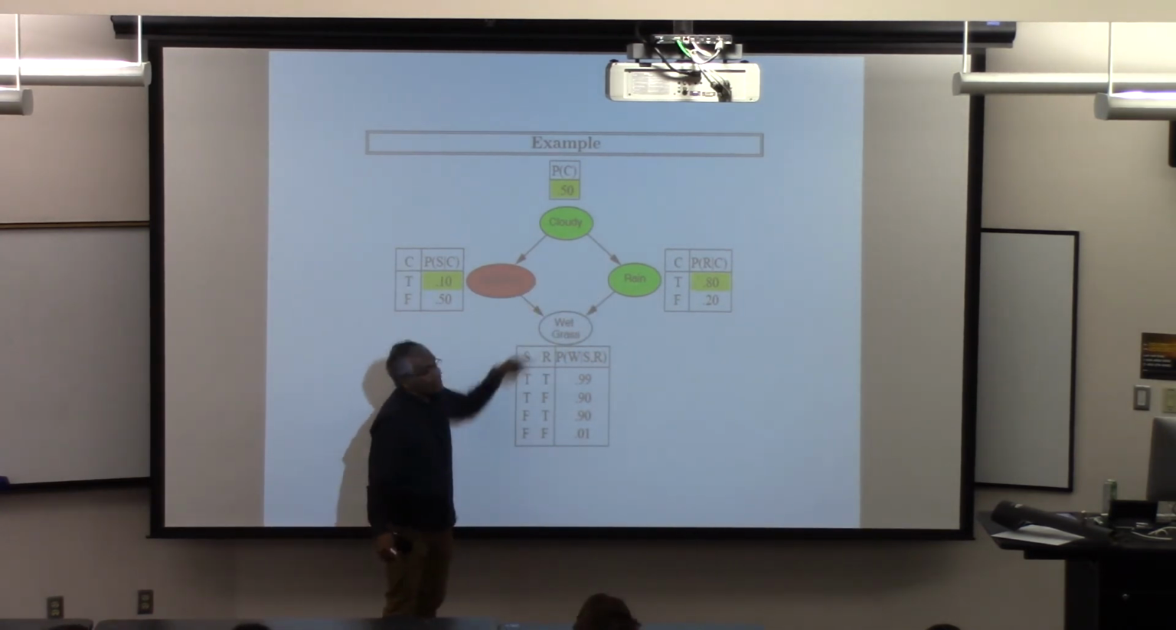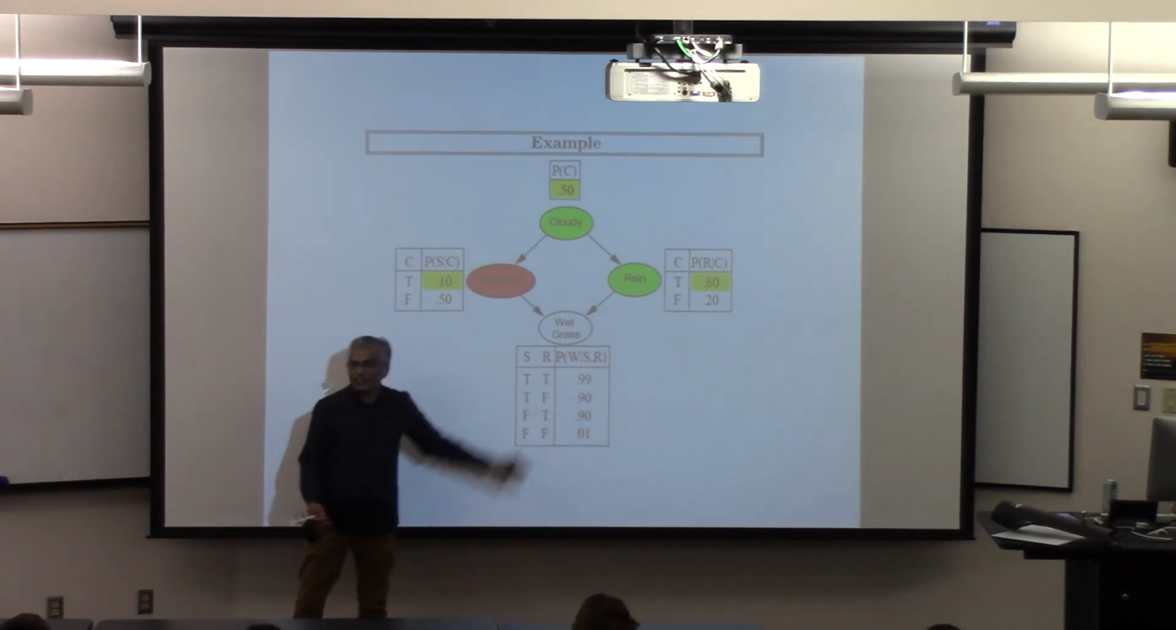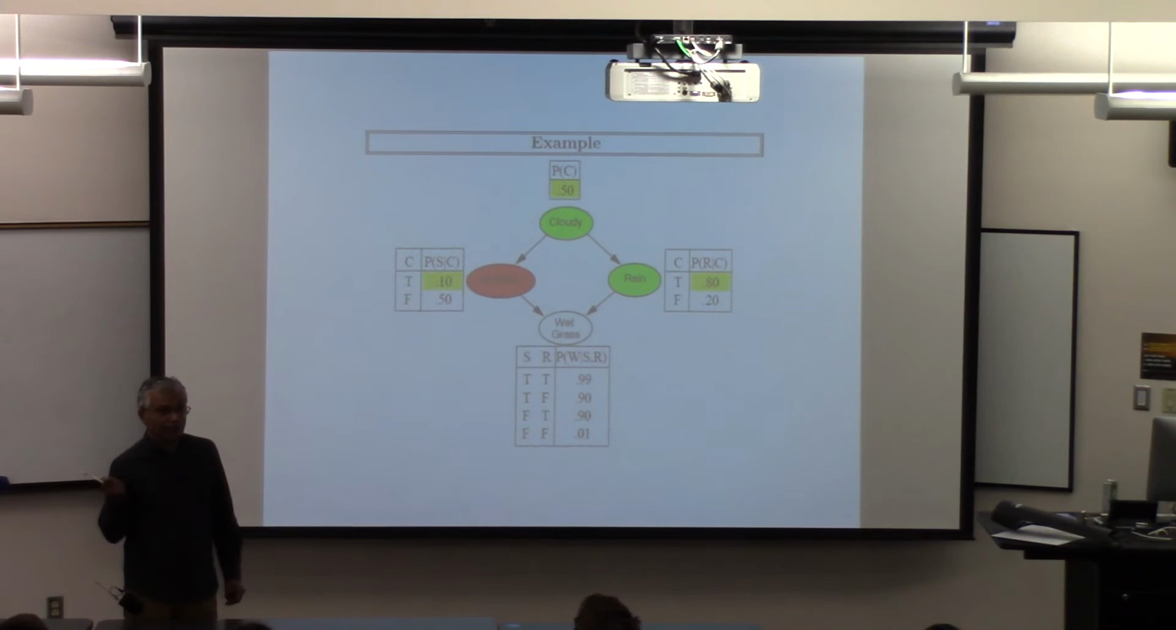And so at this point I come to wet grass. Its parents are known. You see what I'm saying? And so I actually know which coin to toss. This is generating a single sample from the network. This is a single joint distribution sample.